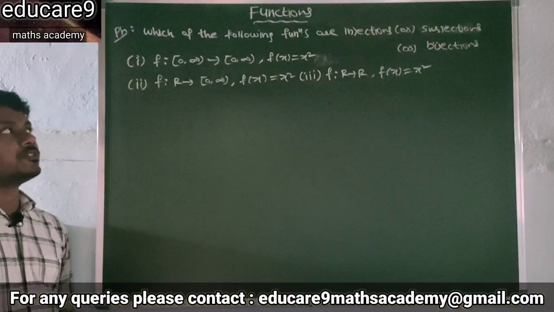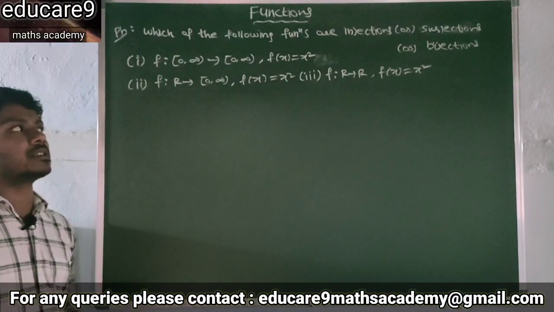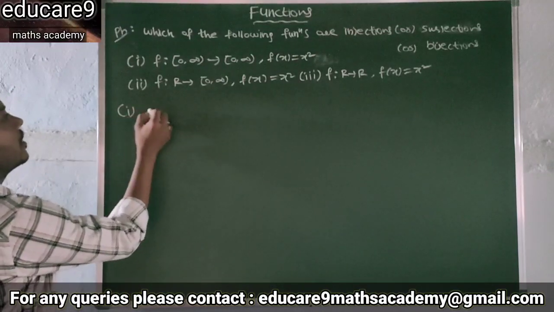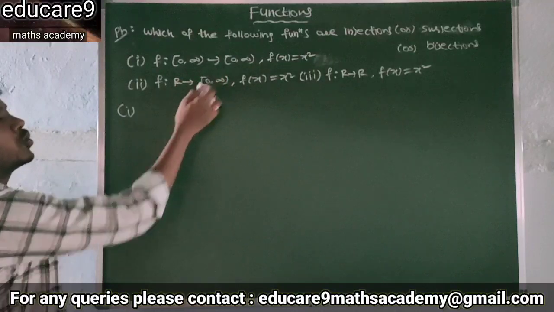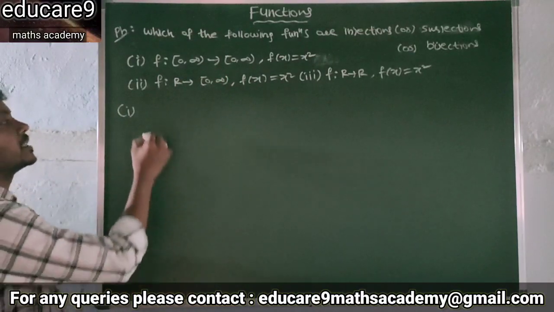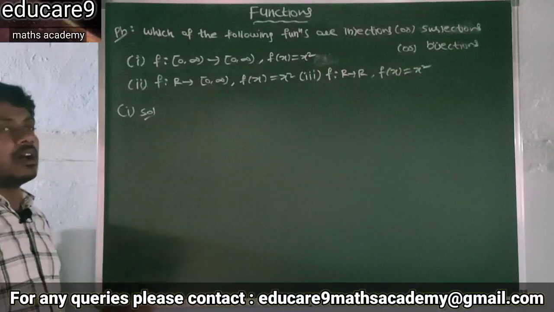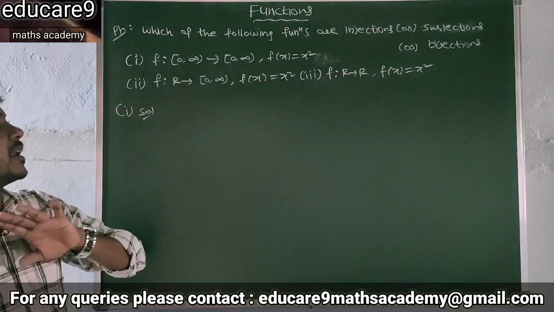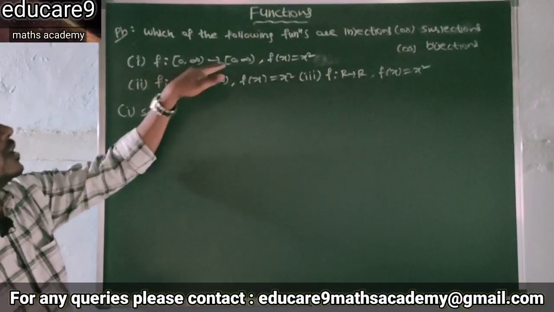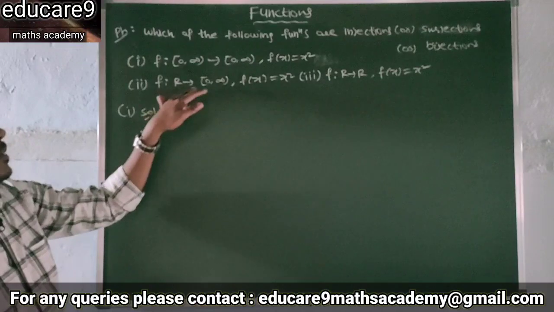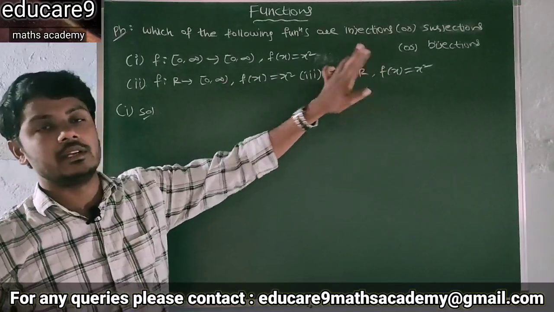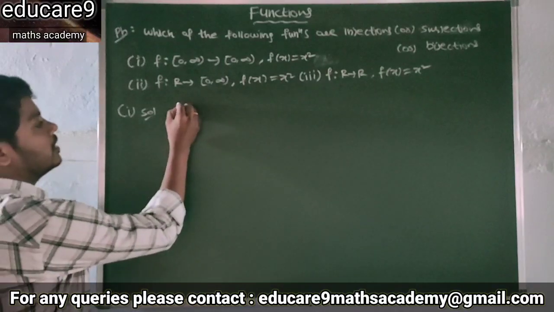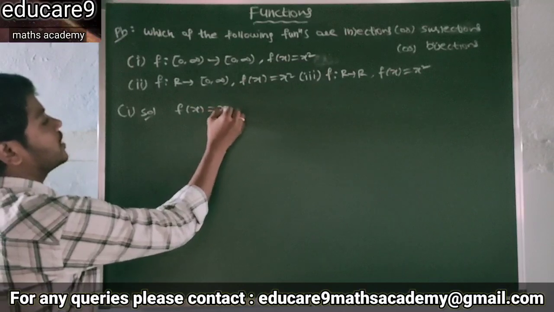See here next one. Which of the following functions are injections or surjections or bijections? See here first one. f from 0 to infinity to 0 to infinity, f(x) equal to x square. So here all functions are same, but their domain and codomain are different. So in the first one, positive values to positive values. Here real numbers to positive values. Here real numbers to real numbers. Okay, that is the difference. Now see our first question. f(x) is equal to x square.